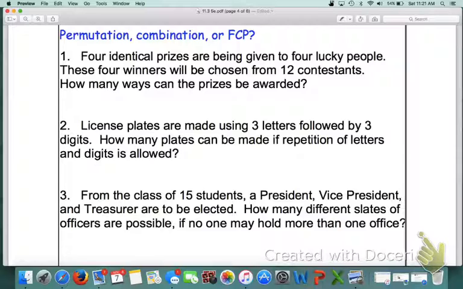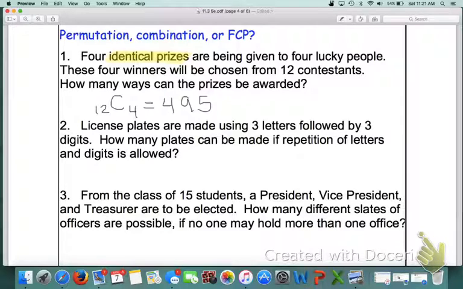The first example we're going to look at says 4 identical prizes are being given to 4 lucky people. As soon as I see that identical prizes, I should realize that I'm going to use a combination. These 4 winners will be chosen from 12 contestants. How many ways can the prizes be awarded? So, since it's identical prizes, we know we're going to use a combination. We have 12 contestants, but we're only going to choose 4. And that will give us 495.